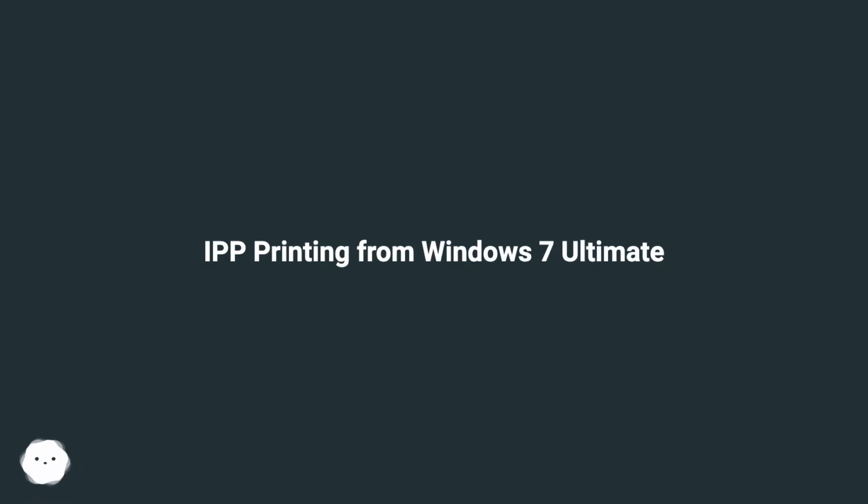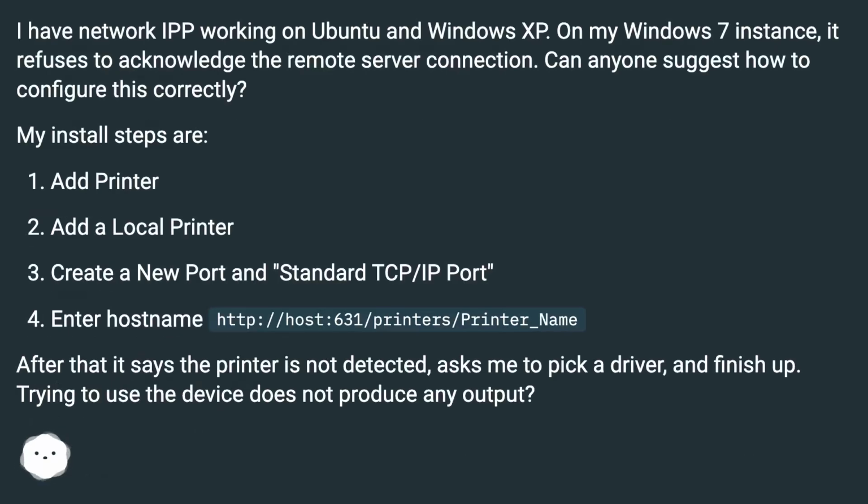IPP Printing from Windows 7 Ultimate. I have network IPP working on Ubuntu and Windows XP. On my Windows 7 instance, it refuses to acknowledge the remote server connection. Can anyone suggest how to configure this correctly?